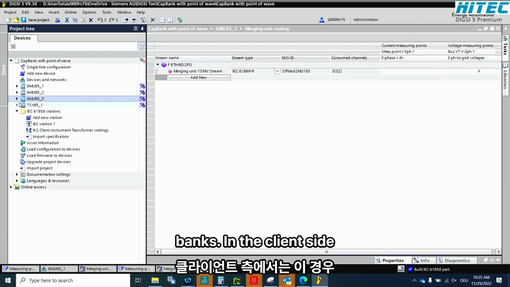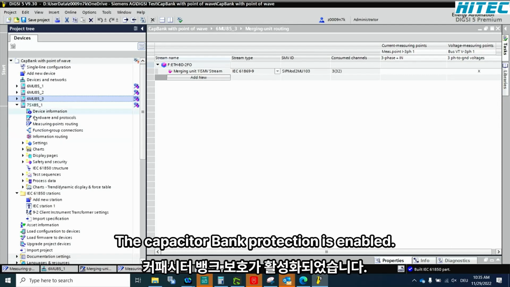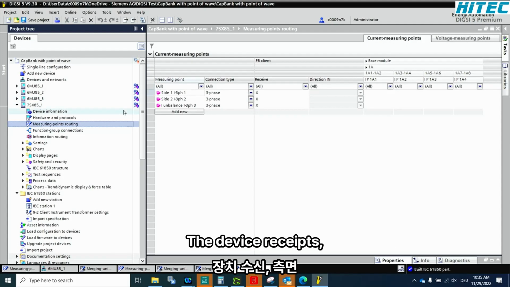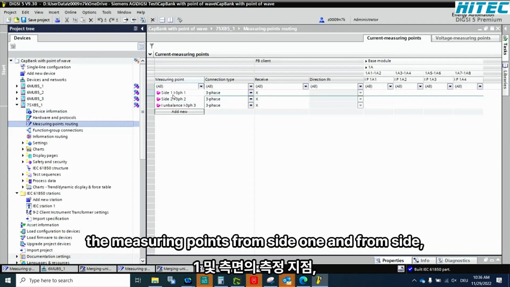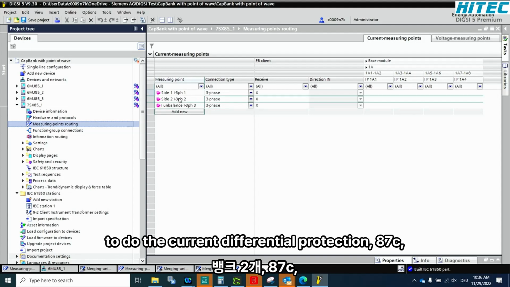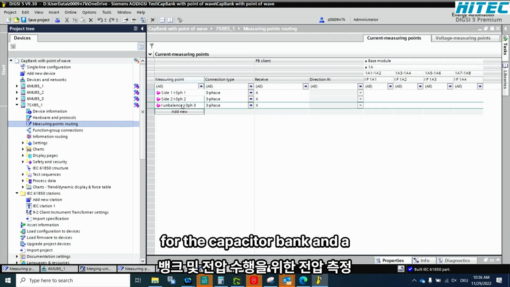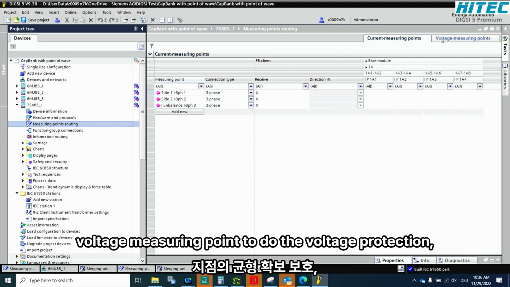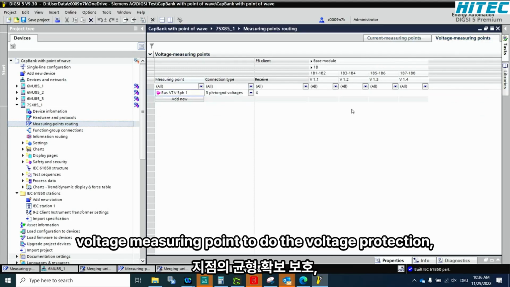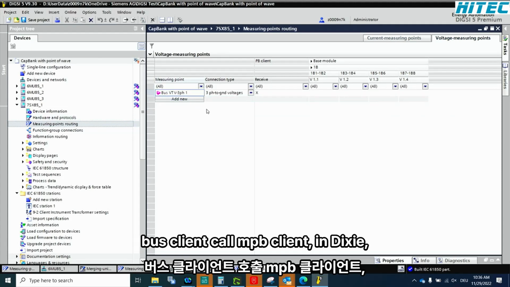On the client side, that in this case is the 7SX85, the capacitor bank protection is enabled. The device receives the measuring points from side 1 and from side 2 of the capacitor bank to do the current differential protection 87C, the current unbalance for the protection 60C for the capacitor bank, and the voltage measuring point to do the voltage protection. All these measurements are coming via the process bus client, column PB client in DIGSI.